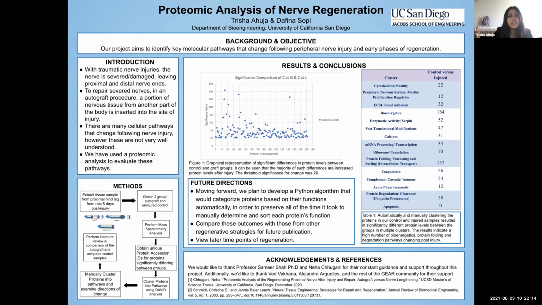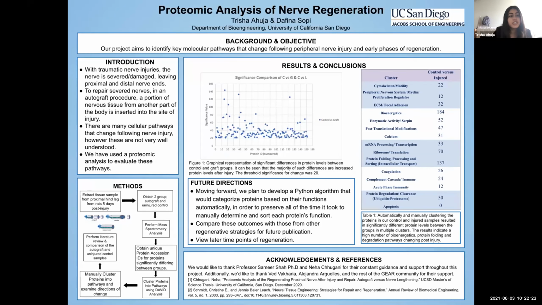For our gear project this year, we did a proteomic analysis of nerve regeneration. The main objective of our research was to analyze both injured and uninjured nerve samples and then determine the key molecular pathways that changed, which is like the presence of certain proteins. And then we would use that information to get a better understanding of the regeneration process.